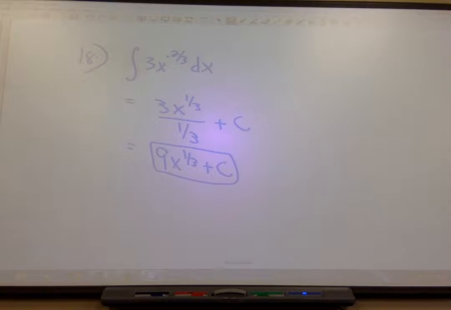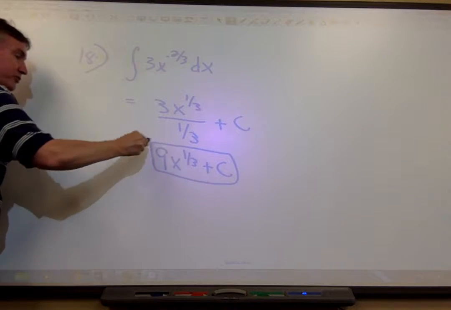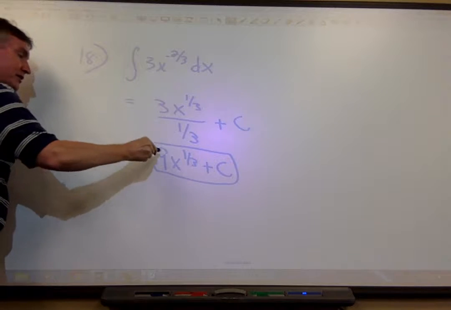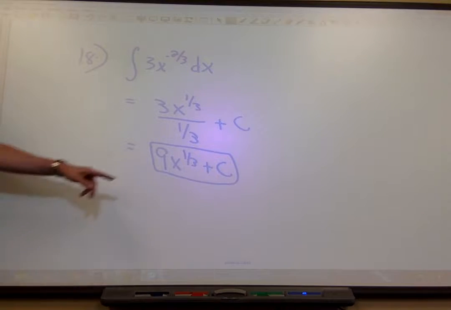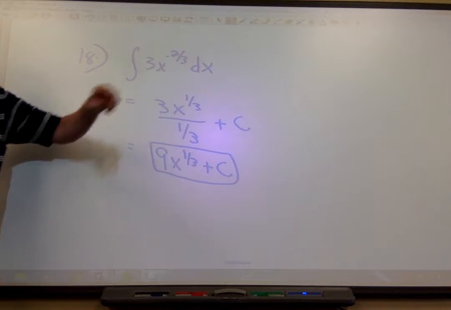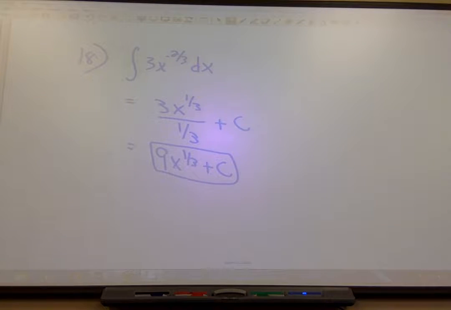If you take the derivative, are you satisfied? 1/3 in front makes it a 3. Subtract 1, I get negative 2/3. The derivative of whatever constant that is would be 0. That would be it.